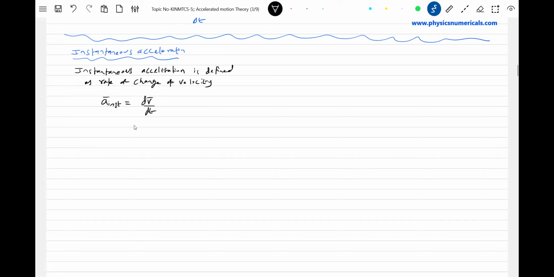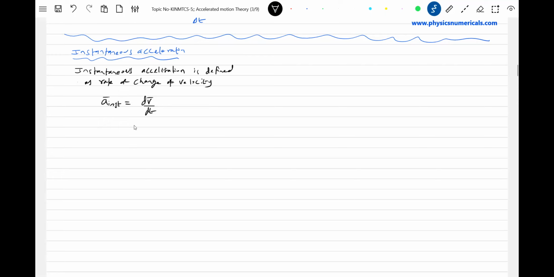Here again, the change in velocity can be a change in only magnitude, or only a change in direction, or both. The rate of change of velocity is what we'll call instantaneous acceleration. At that instant, what is the acceleration?